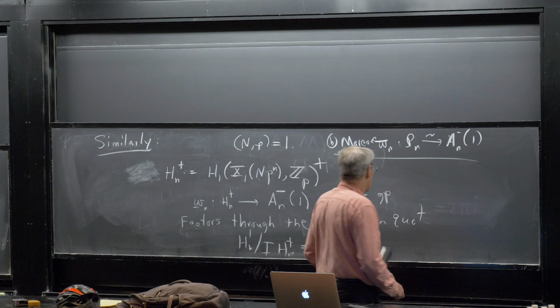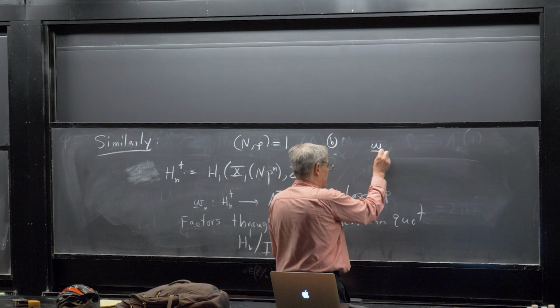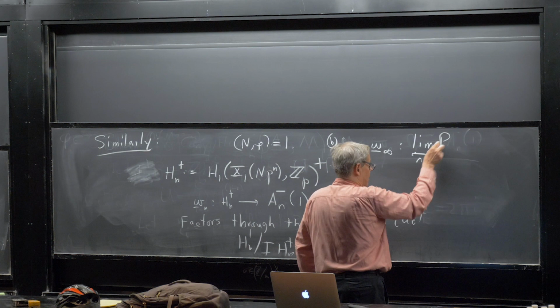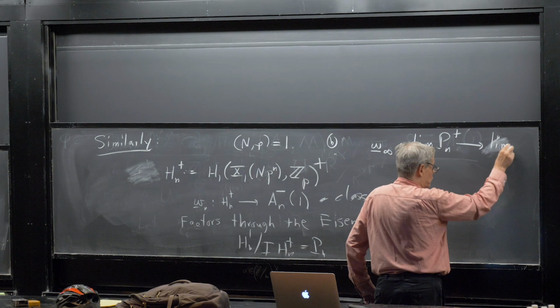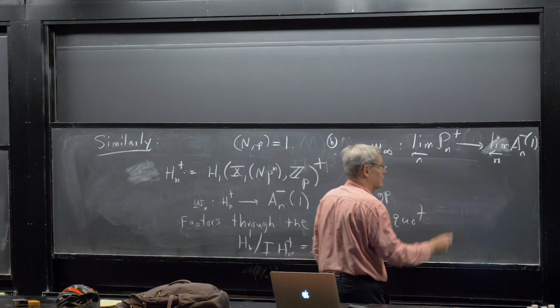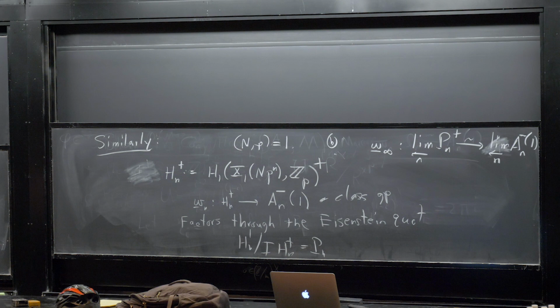Moreover, the right thing to say is that if I take a limit as n goes to infinity of the Pn plus, that goes to some projective limit with respect to the norm maps of An minus of 1, and this is the map that he describes as an isomorphism. That's the conjecture. Okay, so it's a little bit of a mess to read it all, but this is part A and that's part B.